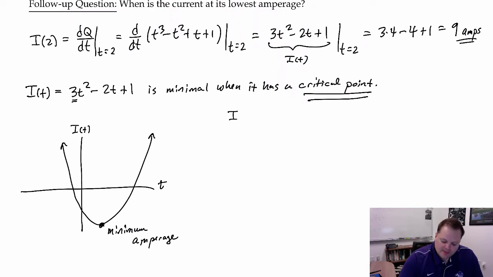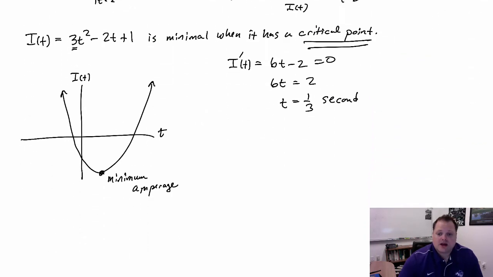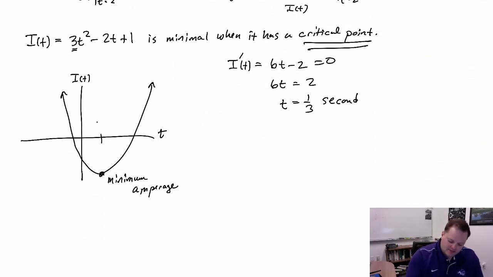So I'm setting the derivative of this equal to 0. Remember, the critical point is where the derivative of a function is equal to 0. So the derivative of this function would be 6t minus 2. That's equal to 0 when t is 1/3. So after 1/3 of a, I believe the units here are seconds. Yes. So after 1/3 of a second, we've achieved a minimum amperage.